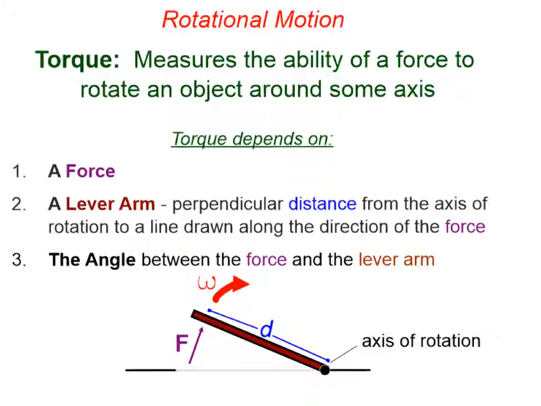The lever arm is the perpendicular distance from the axis of rotation to a line drawn along the direction of the force. So you see where the force is being applied to this door is right here at this point. So the lever arm is this distance right here between where the force is being applied and the axis of rotation, and it is perpendicular to the direction that the force is applied. So last, torque depends on the angle between the force and the lever arm, which is 90 degrees. That's just by definition that the angle between the force and the lever arm will be 90 degrees.